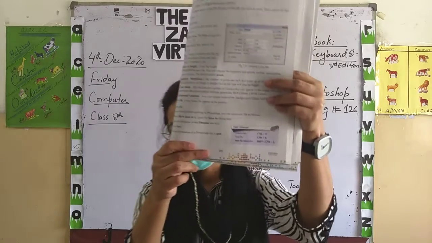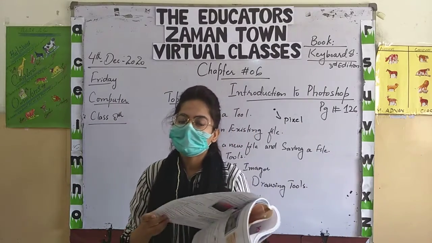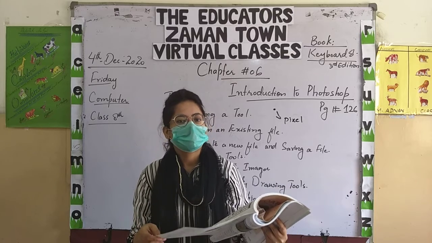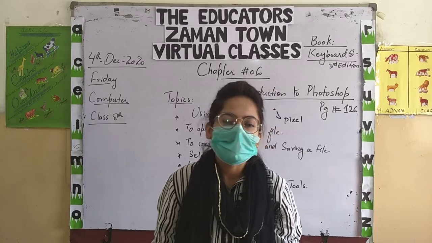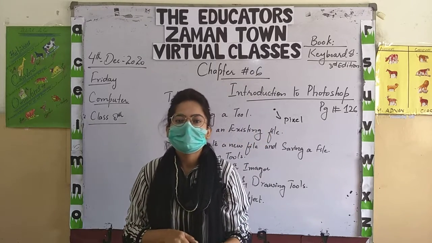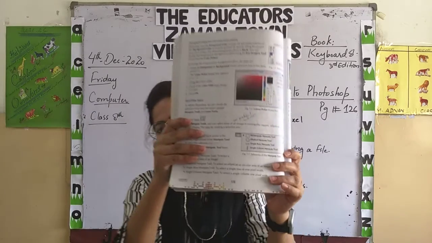On page 127, we have different shortcut keys. You can also get all these options directly, just click on Ctrl plus O. If you want to open a new document, press Ctrl plus N, or if you want to save, click Shift plus Ctrl plus S. Now come on page 128.